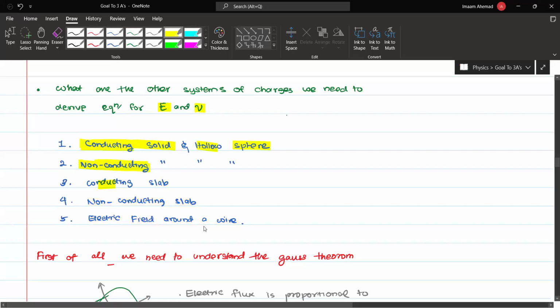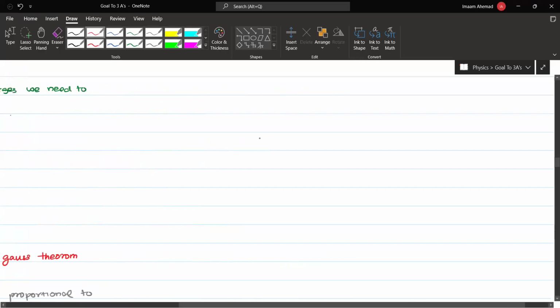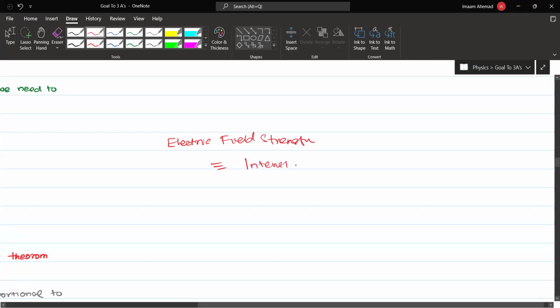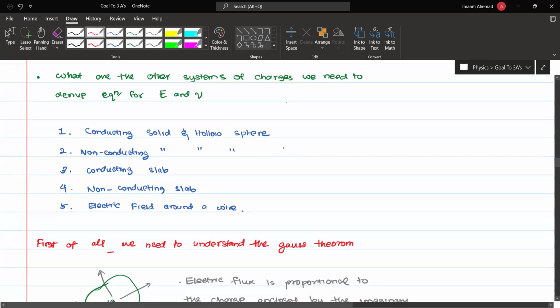So that's a good question. Electric field strength and electric field intensity, are they the same or different? Electric field strength is the same as electric field intensity. Nasif, is it clear? Both of them are the same, so they can ask for the electric field strength, or they can ask for the electric field intensity.